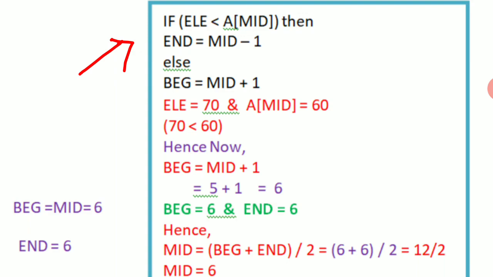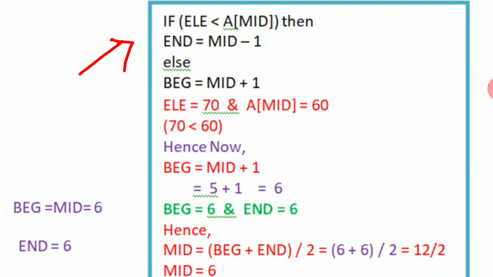What is A of 5 value? 60. Now the question is, 70 is less than 60. Is it true or false? 70 is greater than 60. 70 is not less than 60. Hence, it is going to be false.